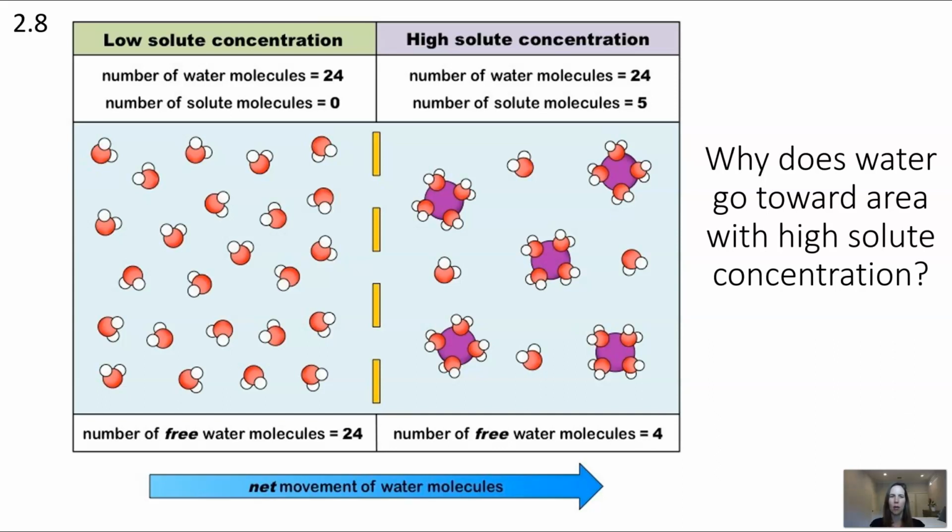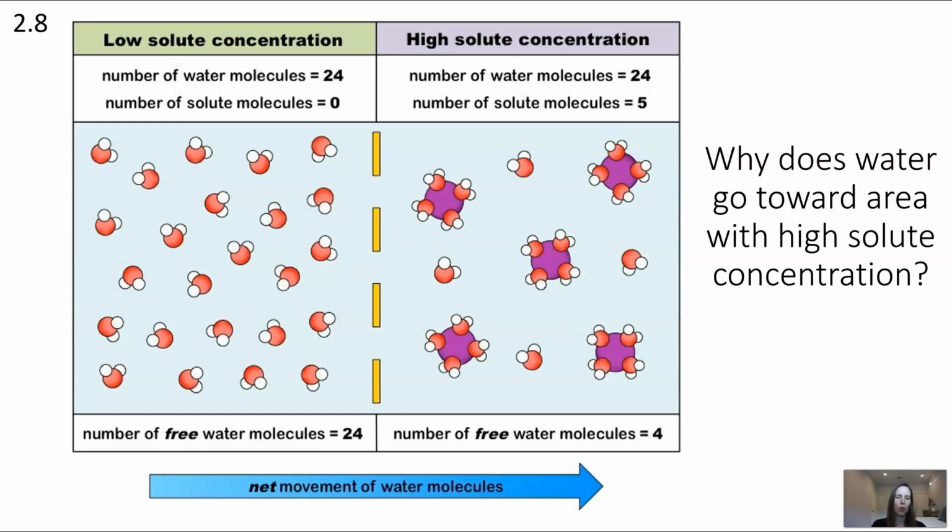What we have in this diagram is low solute concentration on the left and high solute concentration on the right. They're the same number of molecules on each side. So why is it that water goes towards the area with the high solute concentration? You can think of it as those solute molecules kind of occupying some of the water molecules. Those solute molecules, maybe sodium ions or chloride ions, are attracting some of those really polar water molecules. And so those polar water molecules are kind of occupied, they're kind of busy. And so we have fewer free water molecules left.